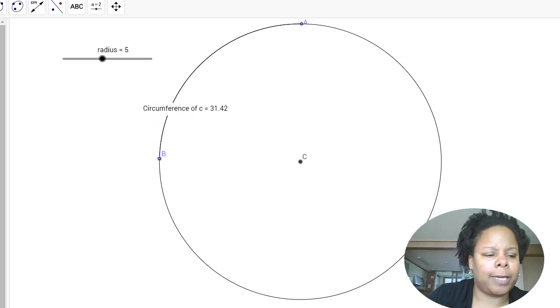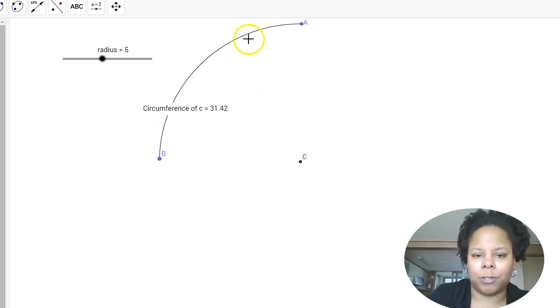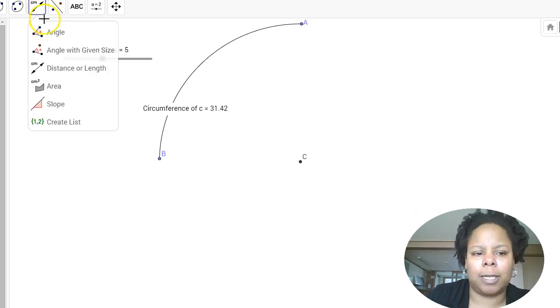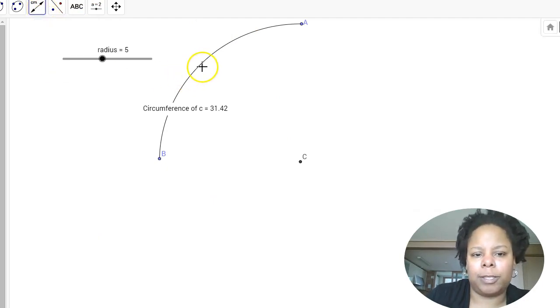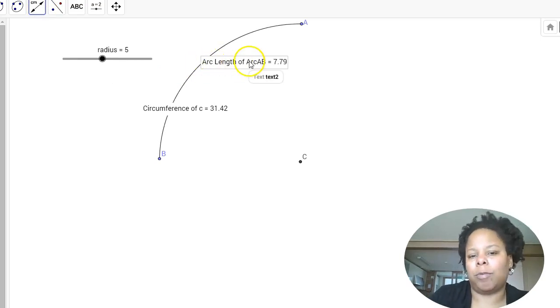And so in order to do that, I need to get rid of the circle because GeoGebra makes it hard to measure it if you have a circle underneath. I'm going to still use the distance tool. I still have the distance tool selected. And then I'm going to just click somewhere on that arc. And it gives me that the arc length is 7.79 units out of 31.42.